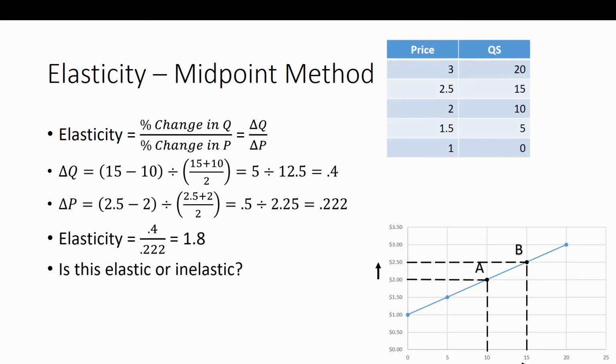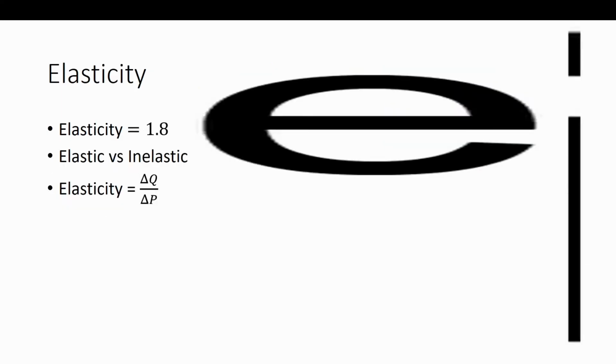So is this elastic or inelastic? Right? If you're having trouble, remember that E is all the way stretched out, and I is straight up and down, vertical. So this is going to be a stretched out one or a vertical one. We have elasticity of 1.8. We're doing the change in Q over the change in P. So if Q is changing more than P, we're going to expect to see this stretched out. And if P is changing more than Q, we're going to expect to see this vertical. We can tell that because if Q is big, this number should be big. And if Q is small, this number should be small.